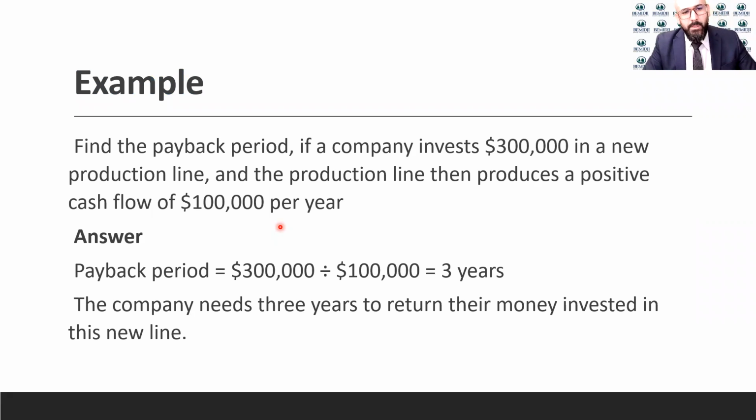So let's take a look into this example. Find the payback period for the company that invested 300,000 in a new production line. The production line produces positive cash flow of 100,000 per year. So what we need to do is find the payback period, which is basically how long it will take us to bring the $300,000 back. So using equation number 5, we divide the investment, which is 300,000, by the positive cash flow of 100,000. So that means it will take that company 3 years to bring this money back. So they could bring their money back within 3 years to return their money invested in that line.